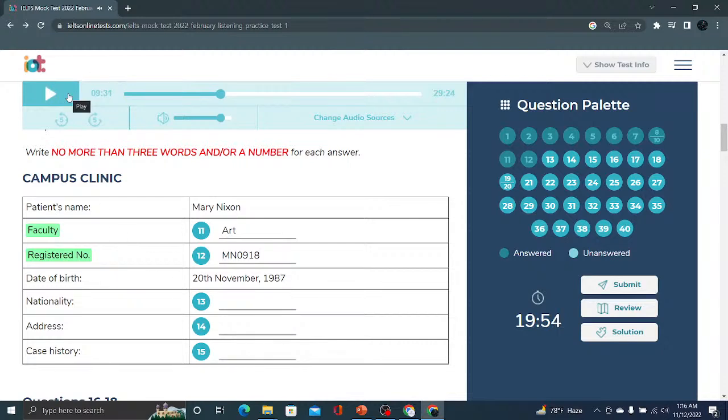So I hope you got the answer. She was saying that MN0918. Okay, and then we have question number 13, nationality.